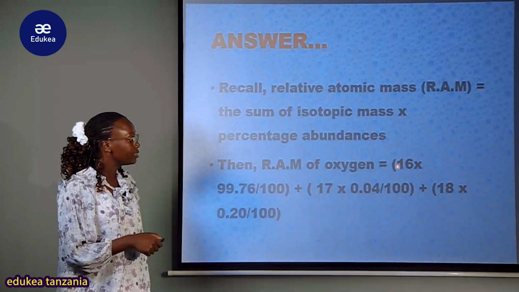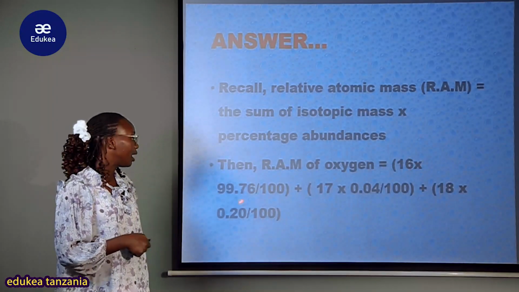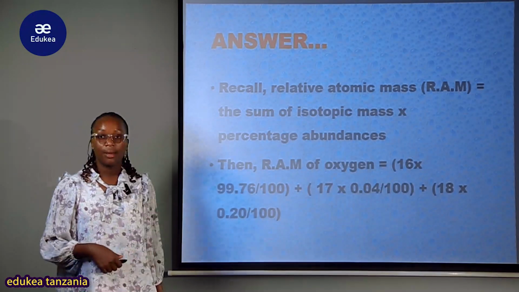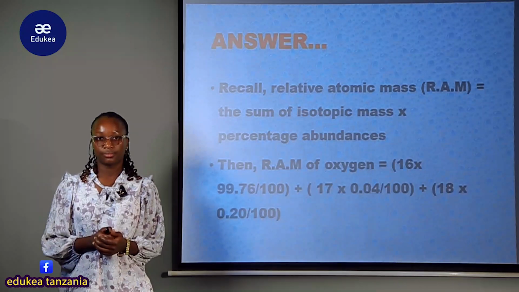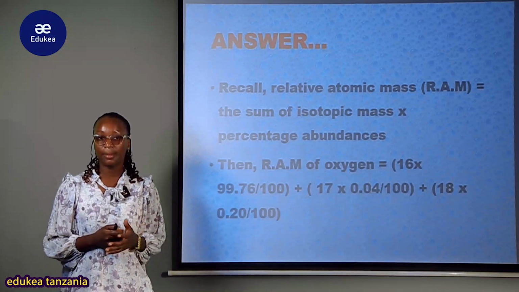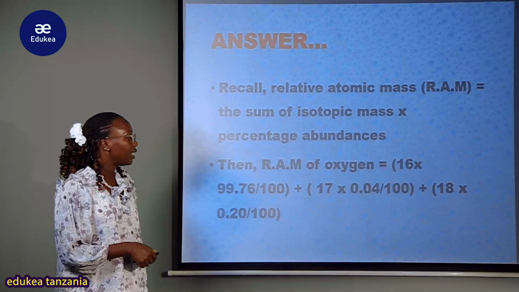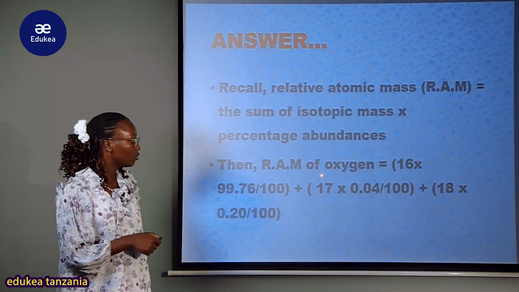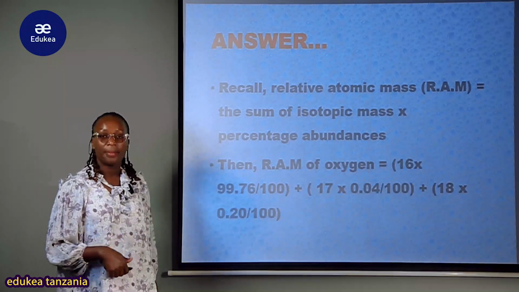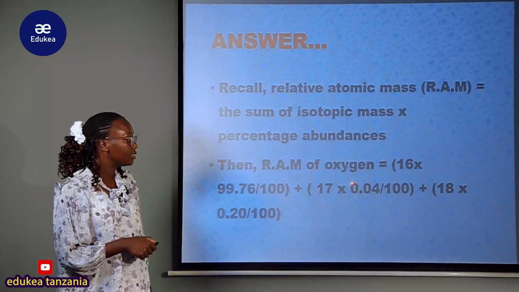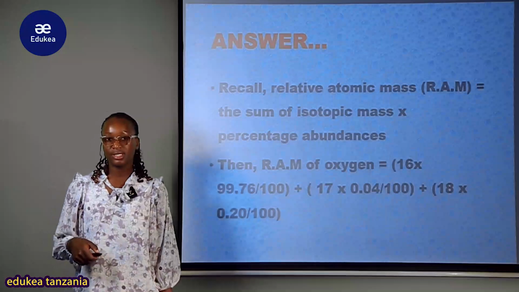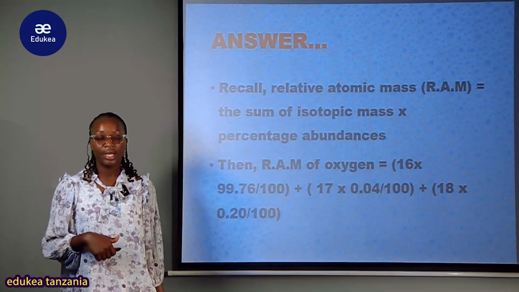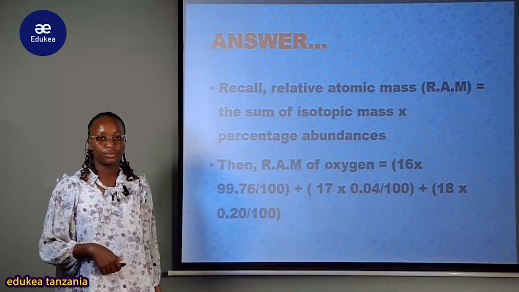Kwa hiyo hapa unachukua 16 ambayo ni isotopic mass mara 99.76, chini ya 100. But remember, we are taking a summation of both isotopic masses. Tunakuja kujumlisha na second isotope ambayo tulipewa isotopic mass yake ni 17 times percentage abundance ambayo tulipewa ni 0.04 ambayo ilikuwa ni percentage, lakini hapa unaweka chini ya 100 ili kurahisishie kutoa hizi percentage.